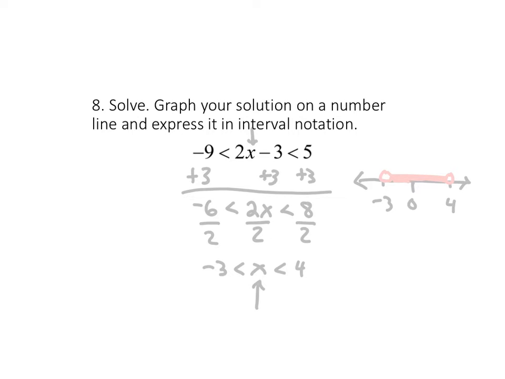In interval notation from left to right, that's negative 3 comma 4. Are either value included as a solution? No, so we use parentheses.